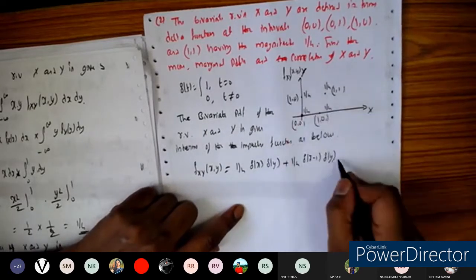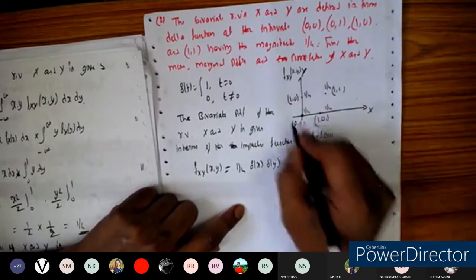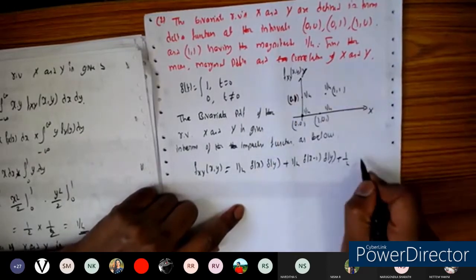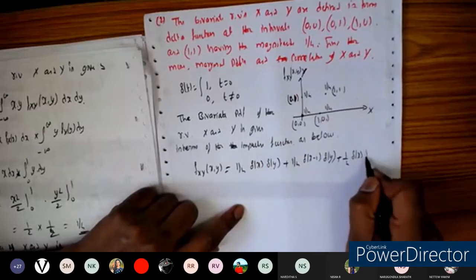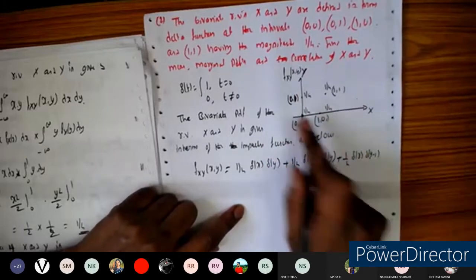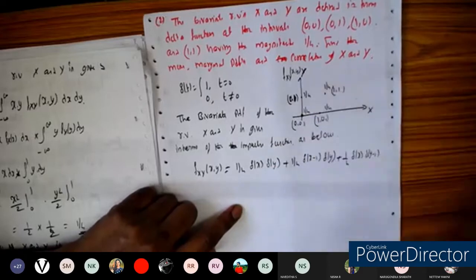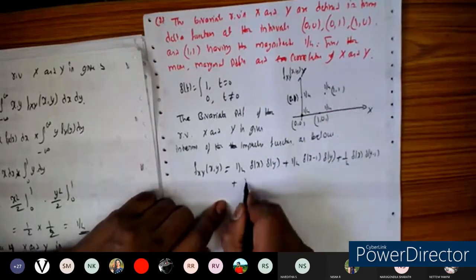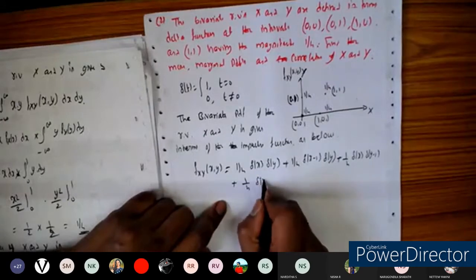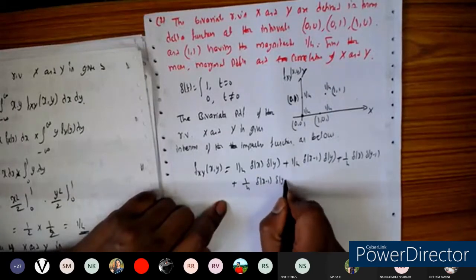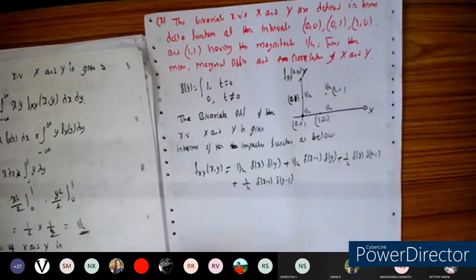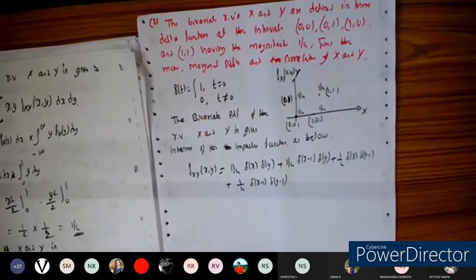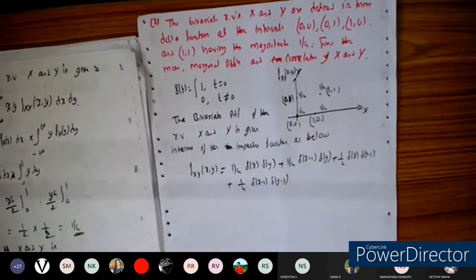Similarly, at this location y is equal to 1. Sorry, make it 0 comma 1. So it is 1 by 4 into delta of x into delta of y minus 1. And this one is at x is equal to 1, y is equal to 1, so the term is delta of x minus 1, delta of y minus 1. This is how the PDF has been defined for the bivariate random variables x and y for the given amplitudes.